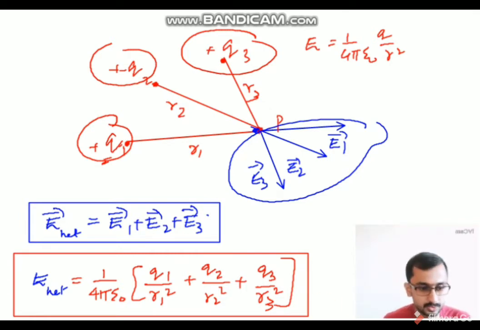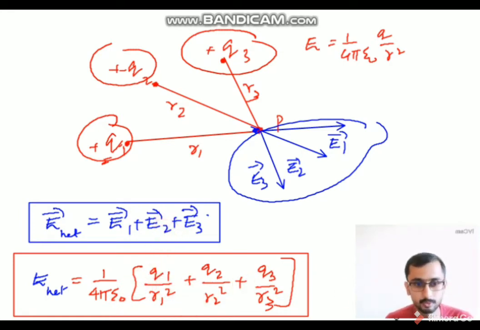I have written that just in magnitude form. You can consider vector form also. If you consider vector form, how do you write it? Vector E net is equal to 1 by 4 pi epsilon naught, q1 by r1 square into r1 cap, plus q2 by r2 square into r2 cap, plus q3 by r3 square into r3 cap. Like that you need to write. Anyhow, this is enough for today's problem solving.